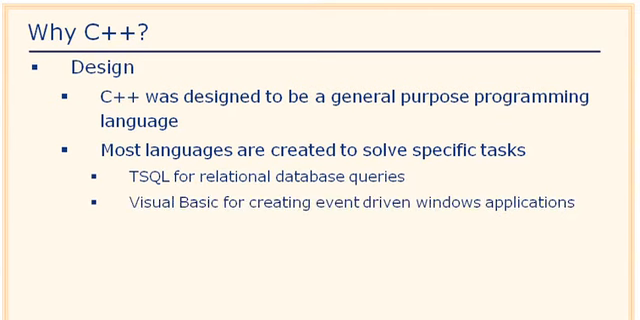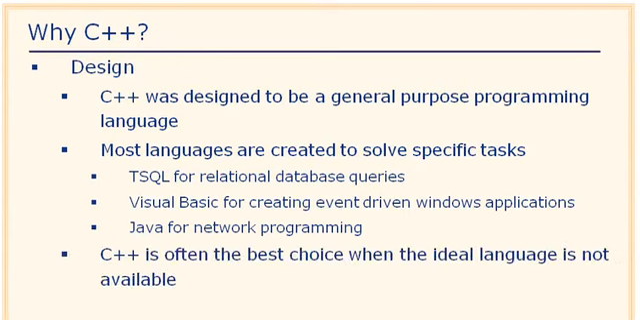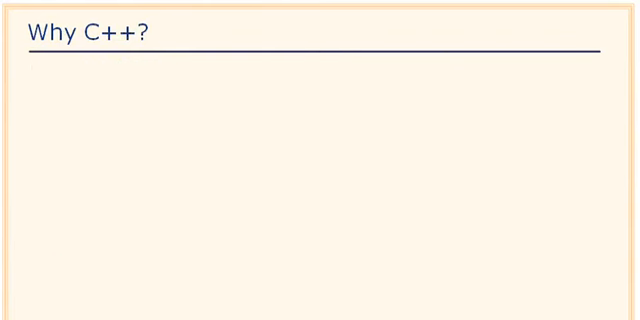For example, you'll use the Transact SQL language to build relational database queries. You'll use something like Visual Basic or C# for creating event-driven Windows applications. You might use Java for network programming. Well, as it turns out, ironically, C++ is often the best choice for you when you really can't find the ideal language that you need to use because of the scope of your project.